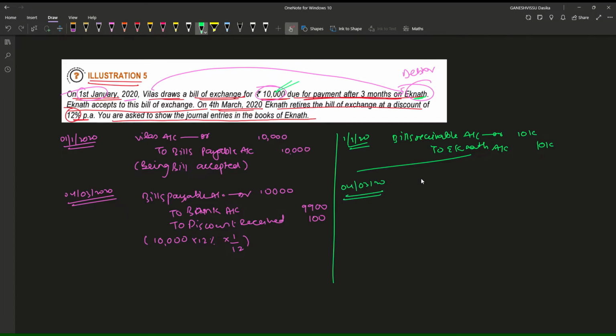On 4th March 2020, what is the entry? He writes bank account debit, discount account debit, that means the discount allowed account debit, to bills receivable account for 10,000 rupees. He is going to receive 9,900, and 100 rupees is the discount which he is going to allow. The same amount, 10,000 into 12% into 1 divided by 12, is the amount of discount which he is allowing. So illustration number 5 and illustration number 6 are both the same.